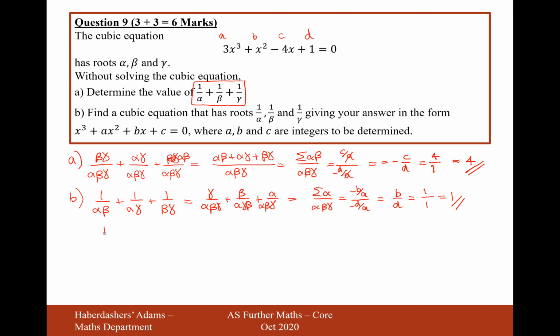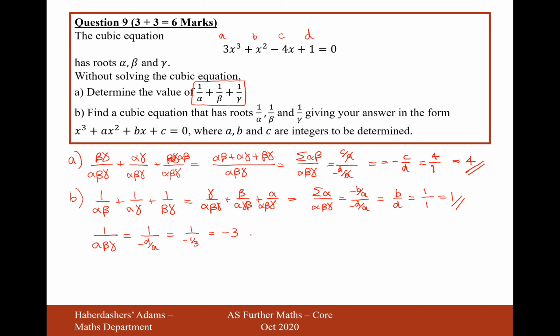Let's now do the triple one, and it's just going to be 1 over alpha beta gamma, and 1 over alpha beta gamma is equal to 1 over minus d over a. So that's going to be 1 over minus a third, so that's going to be minus 3.